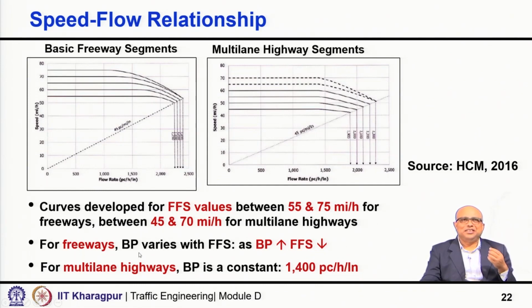One thing is very interesting: for freeway segments, the lesser the speed, the higher the breakpoint. You can see that for a longer period, or for a higher flow rate, the speed does not change. So the lower the free flow speed, the longer the flow range up to the BP. For multi-lane highways, no such change is observed, and the BP is constant at 1400 passenger cars per hour per lane.